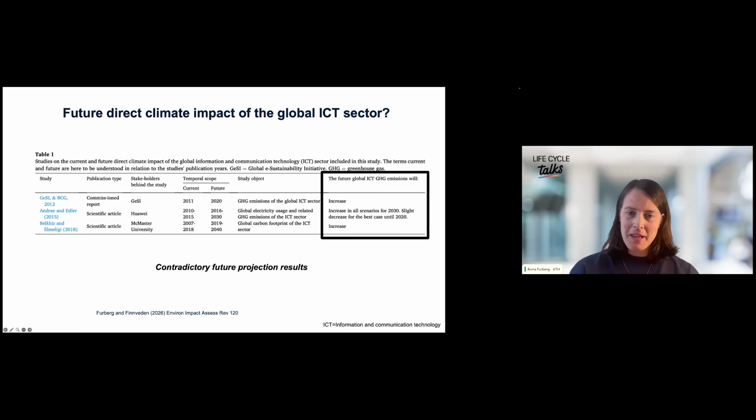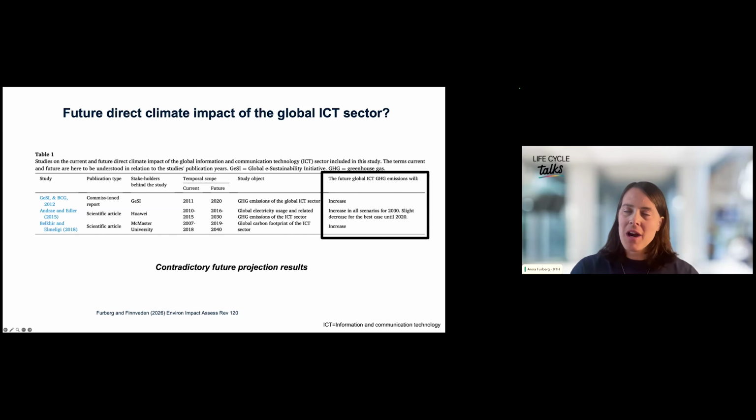And of course, these are three commonly cited studies. There exist other ones, but in the study that we have conducted, we focus on these three because typically other studies lacked detailed descriptions of calculations or background for their studies. So I will focus on these three studies. And so these contradictory results sparked our interest. So what are really the reasons behind these contradictory future projection results in these studies?